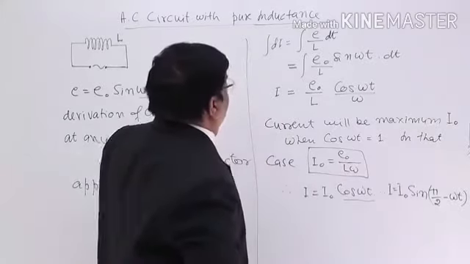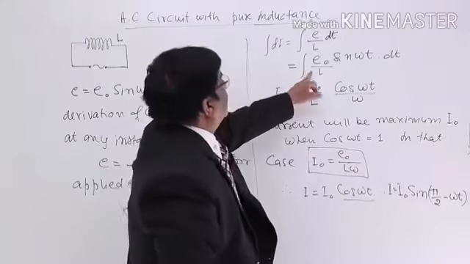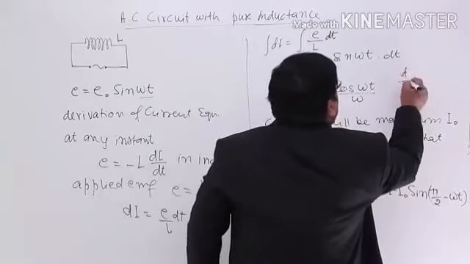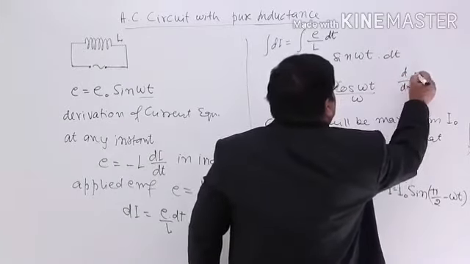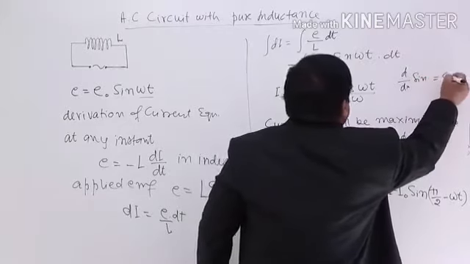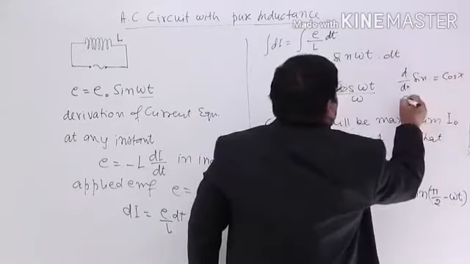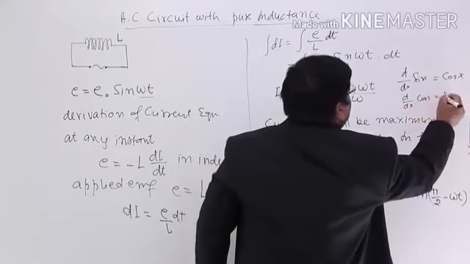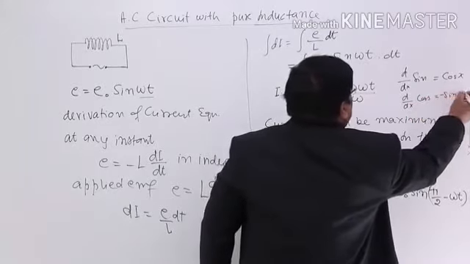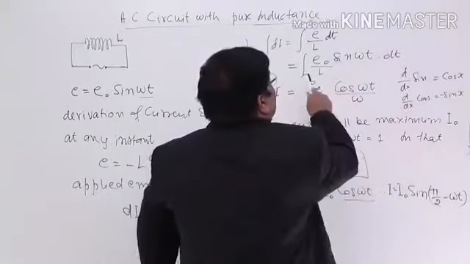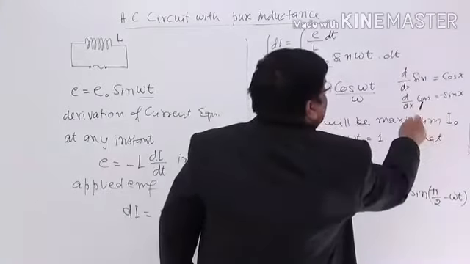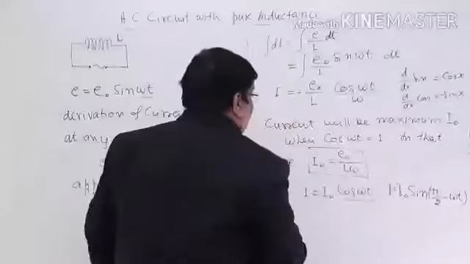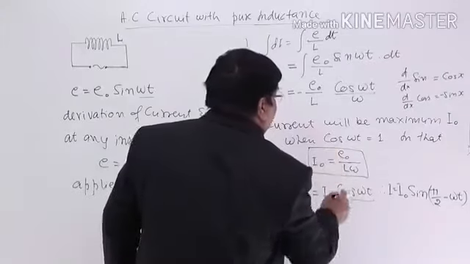We have done integration here. Integration of sin is cos. You see, d by dx of sin x is cos x and d by dx of cos x is minus sin x. Here we are integrating sin, so this should be minus. So this will be minus.